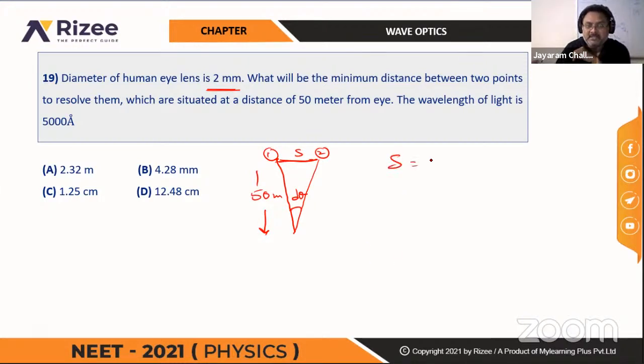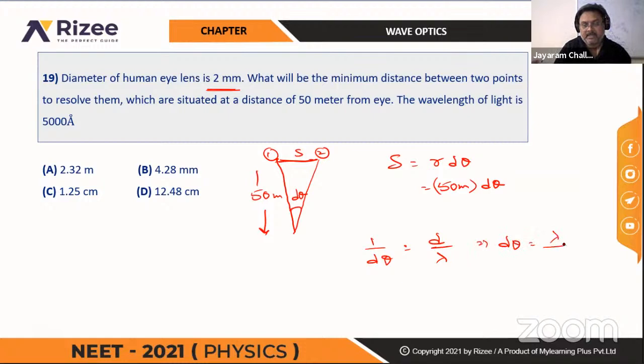So length of the arc S is equal to radius into d theta. Radius is equal to 50 into d theta. So we need to first find out how much d theta is going to be. For that, I'll go for the resolving limit. That is 1 by d theta is equal to nothing but d by lambda, or d theta is equal to lambda by d. So d theta is equal to lambda divided by small d. Lambda is equal to 5000 angstroms, small d is 2 mm, 2 into 10 to the power of minus 3. So how much does that come out to be, sir?